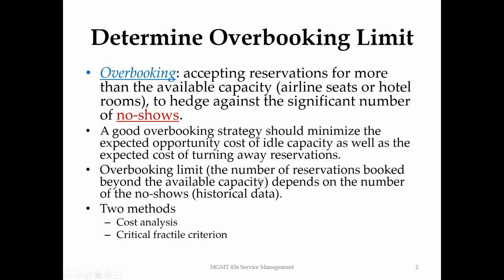To determine the overbooking limit, it depends on the number of no-shows. That means we have to look at historical data. We have to record the historical data, see typically how many people will not show up, and use the data to determine the overbooking limit. In this topic, we're going to cover two different methods to determine the overbooking limit. One is called cost analysis, where we fill in a table to determine the overbooking limit. The second is called the critical fractile criteria. The second method is a little easier. You should know both methods.